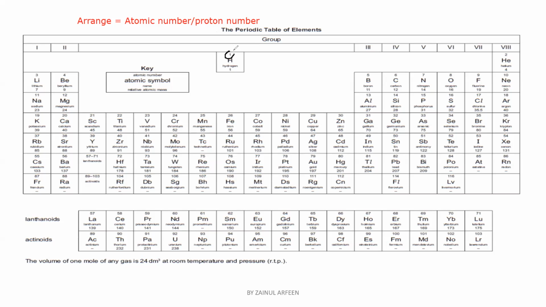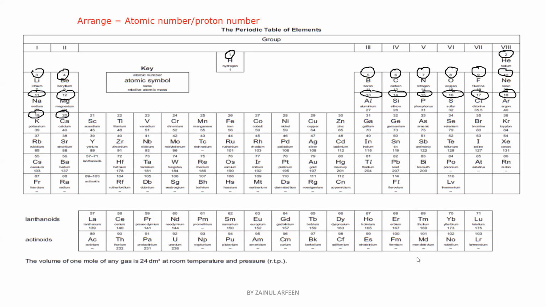You can see hydrogen is 1, then helium is 2, lithium is 3, beryllium is 4, boron is 5, carbon is 6, nitrogen is 7, oxygen is 8, fluorine is 9, neon is 10, sodium is 11, magnesium is 12, aluminium 13, silicon 14, phosphorus 15, sulfur 16, chlorine 17, argon 18, potassium 19, and calcium 20.